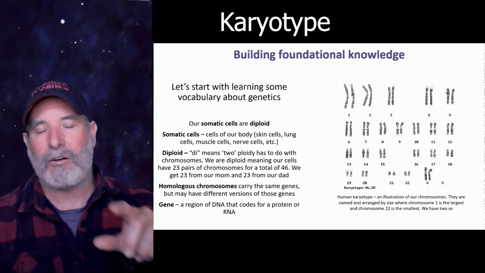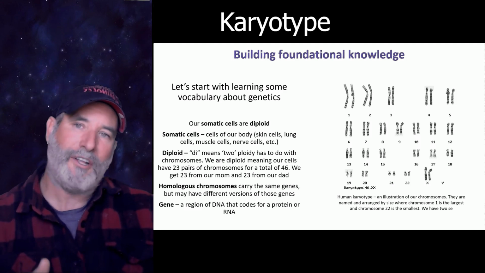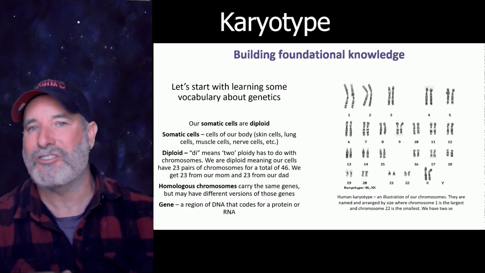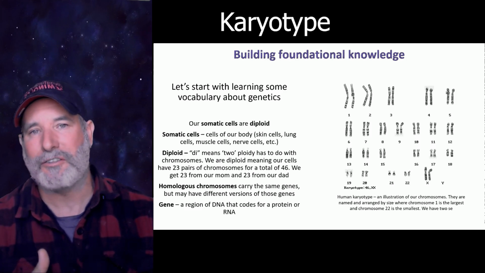And we label our chromosomes in numbers from 1 to 22. And if you look, you can pretty much figure out how they did this. Number 1 is your largest chromosome, and 22 is your smallest chromosome.